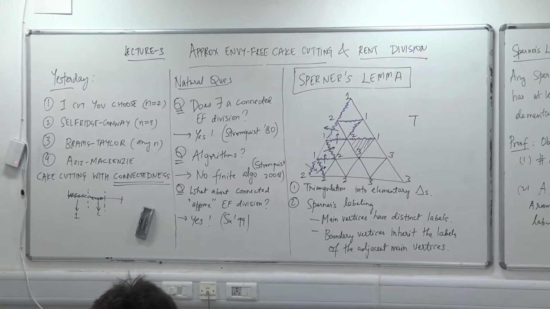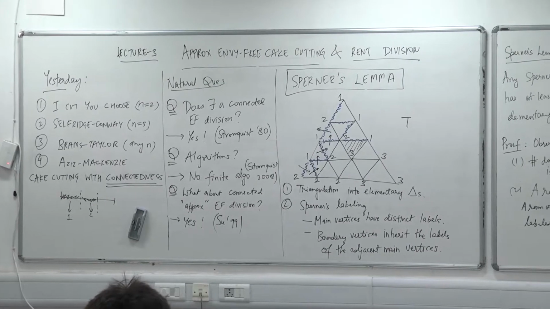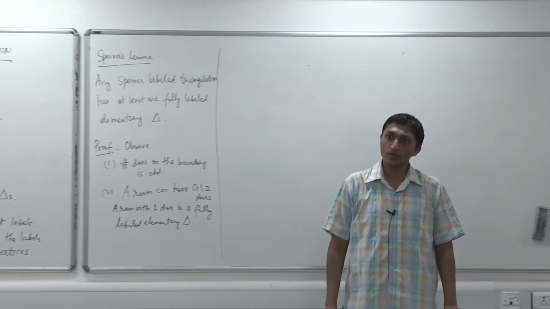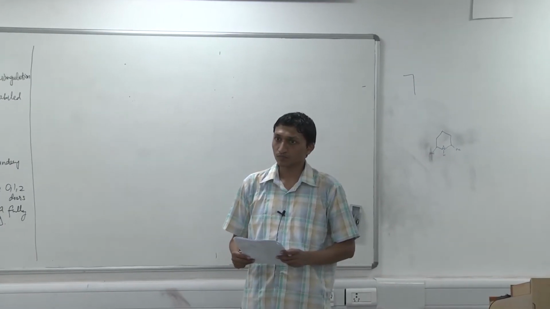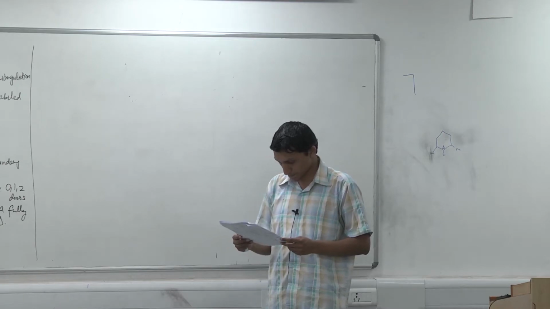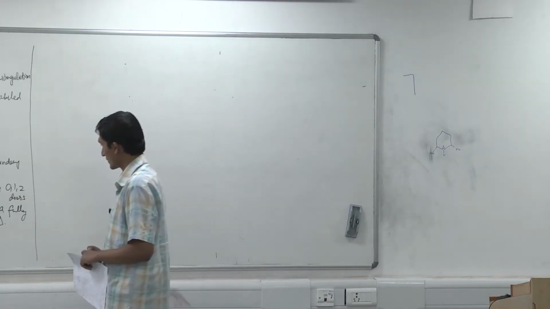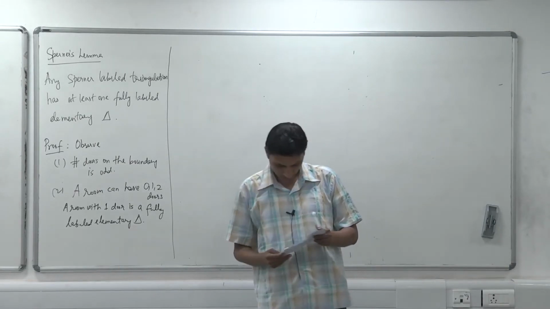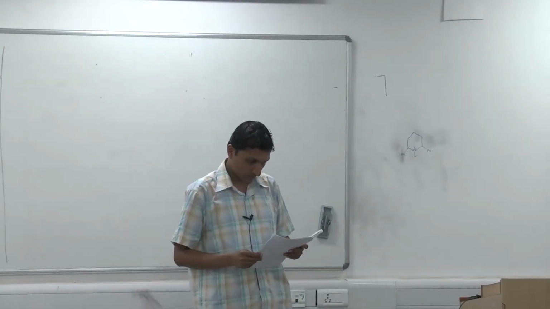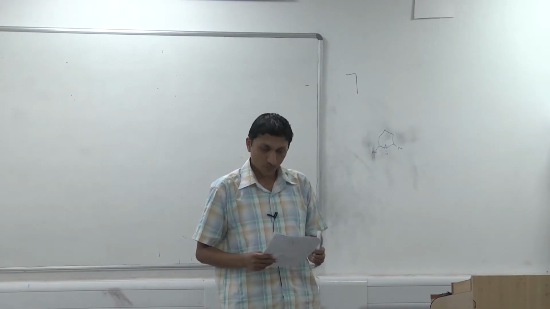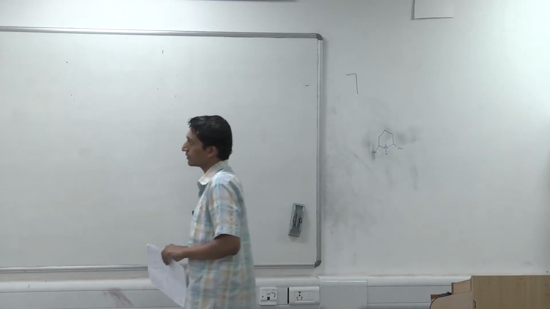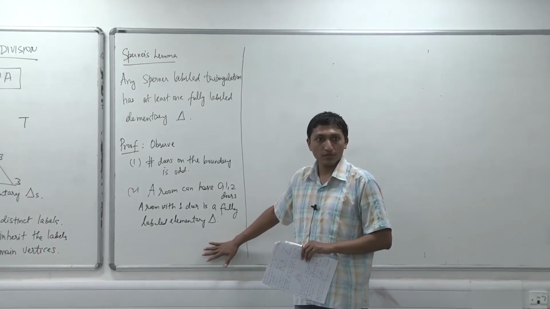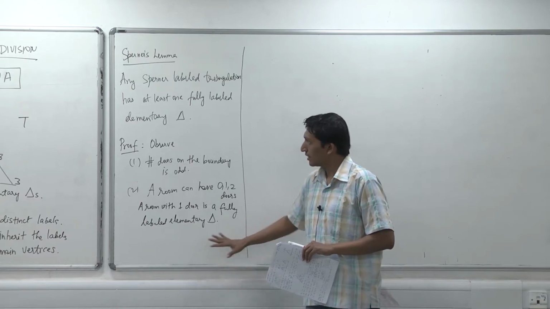Bottom line, there is at least one walk that will take you to the fully labeled elementary triangle. Questions? Okay. I hope people can complete the proof now. I'm not going to write down the whole details.